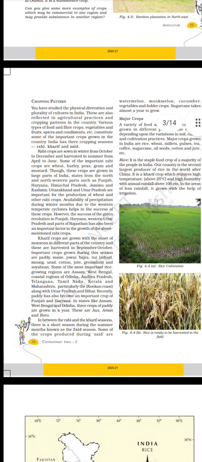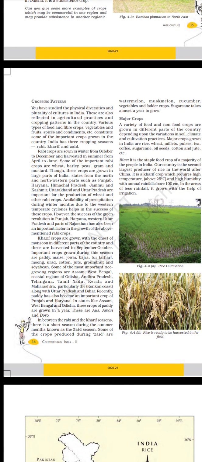In between the Rabi and the Kharif seasons, there is a short season during the summer months known as the Zaid season. Some of the crops produced during Zaid are watermelon, muskmelon, cucumber, vegetables and fodder crops. Sugarcane takes almost a year to grow.